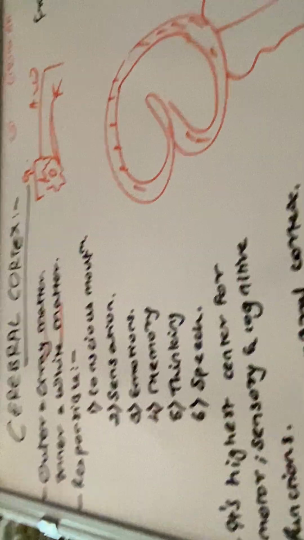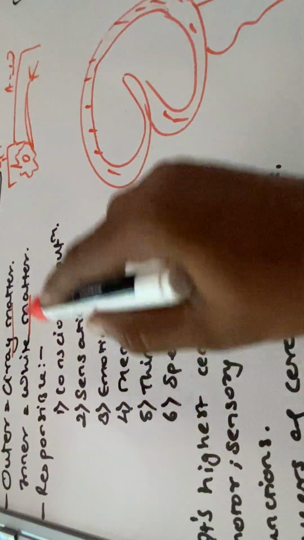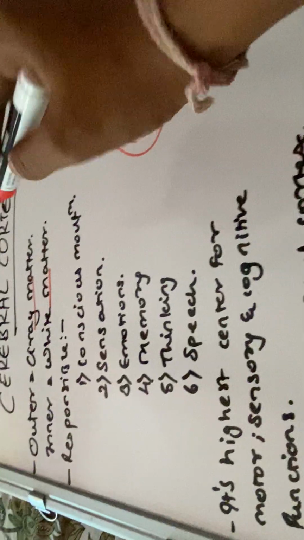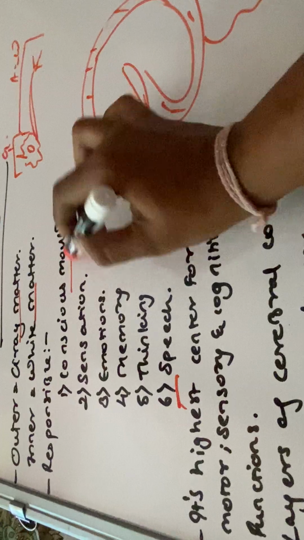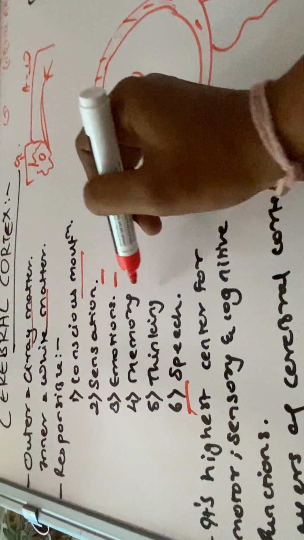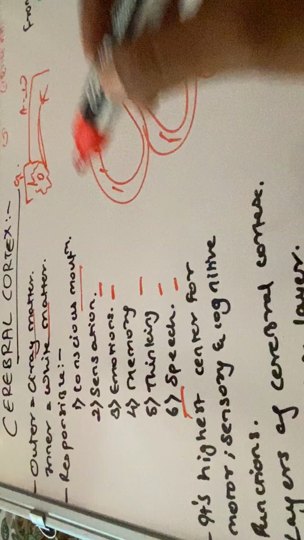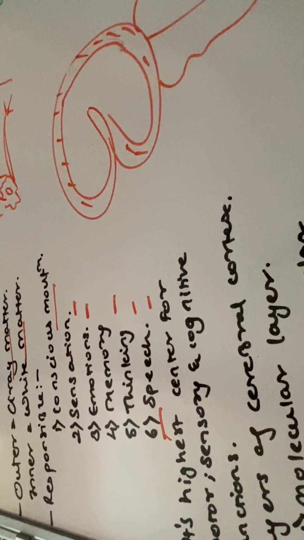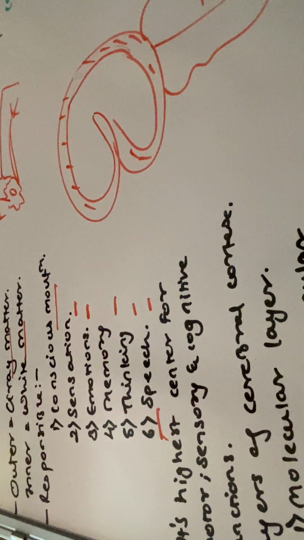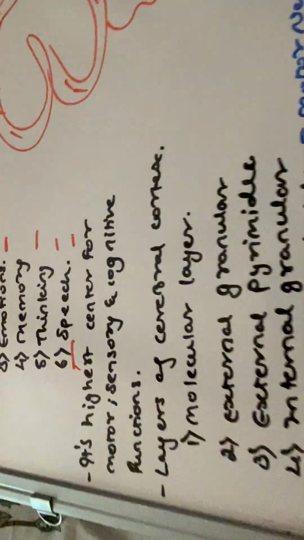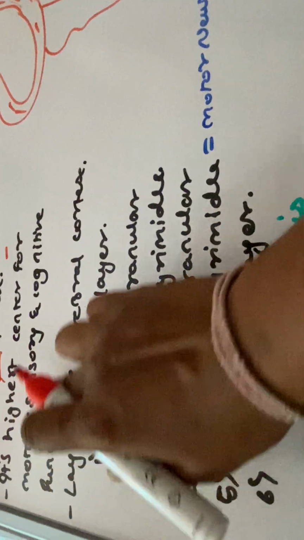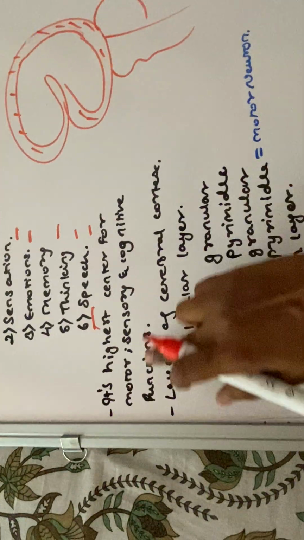Okay, then going back, what is the function of cerebral cortex? So there are 6 total functions: conscious movement, sensation, emotions, memory, thinking, speech. Okay, there are 6 responsibilities which cerebral cortex takes: conscious movement, sensation, emotion, memory, thinking, speech. Then going down, so we can write it is the high center for motor, sensory and cognitive function.